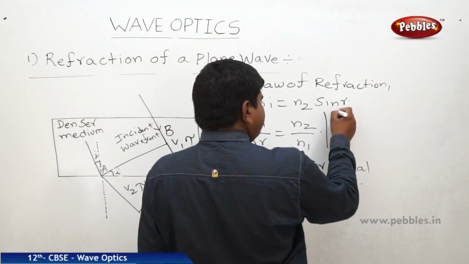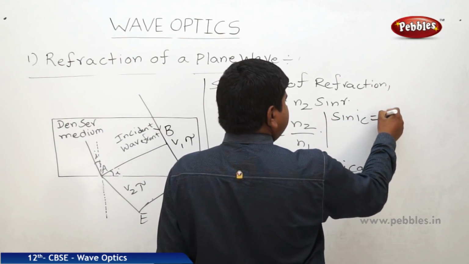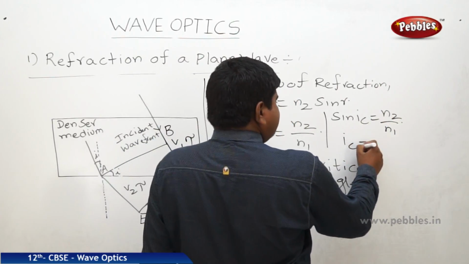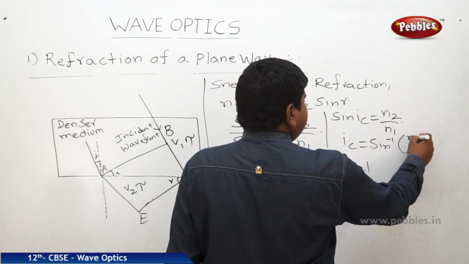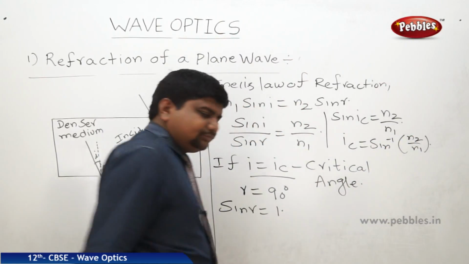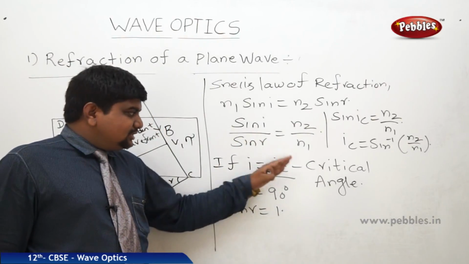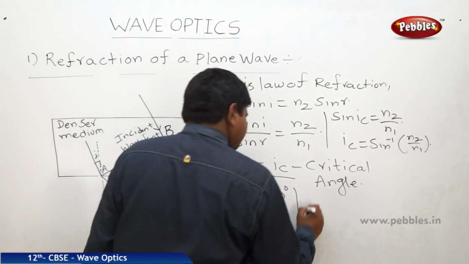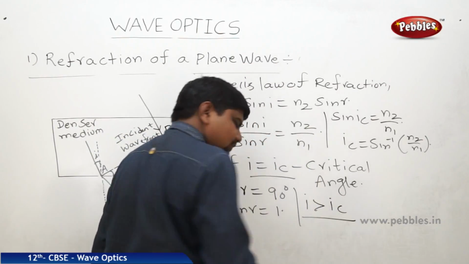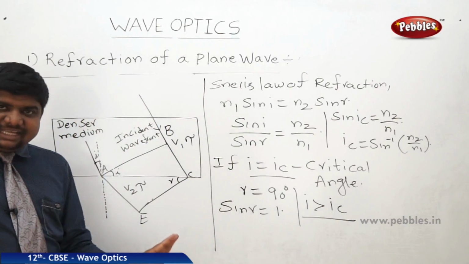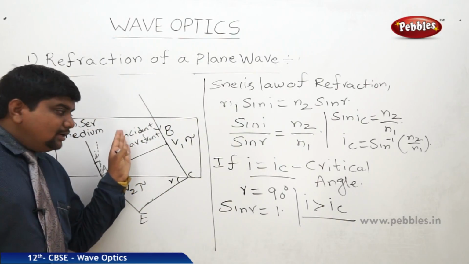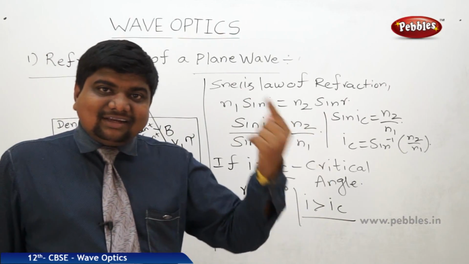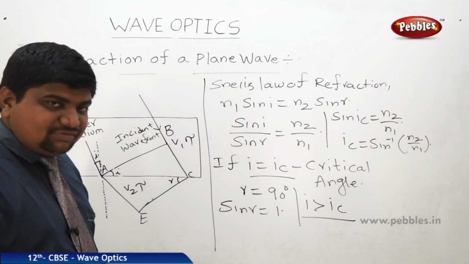So, sin IC is equal to N2 by N1. Therefore, IC is equal to sin inverse of N2 by N1. If the angle of incidence is greater than the critical angle, then no refraction takes place and the light undergoes multiple reflections within the medium. This is called total internal reflection. So this is one of the important points we can discuss.